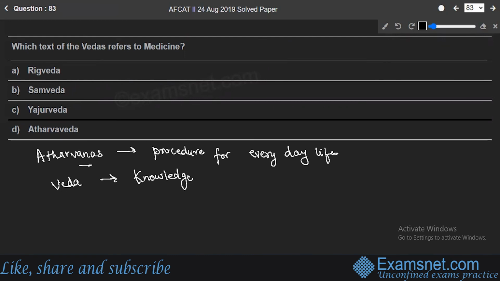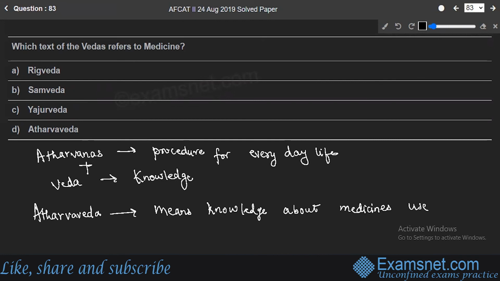If I'm talking about Atharva Veda, which is a combination of these two words, it means knowledge about the medicines used for many diseases. Correct? So which Veda refers to medicines? Atharva Veda refers to the medicines.